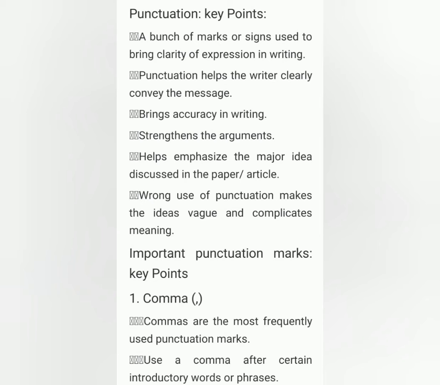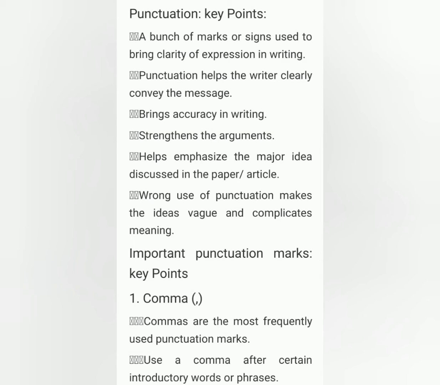Punctuation's key points: it is a bunch of marks or signs used to bring clarity of expression in writing. Punctuation helps the writer clearly convey the message, brings accuracy in writing, strengthens the arguments, and helps emphasize the major idea discussed in the paper or article. The last point is that wrong use of punctuation makes the ideas vague and complicates meaning.